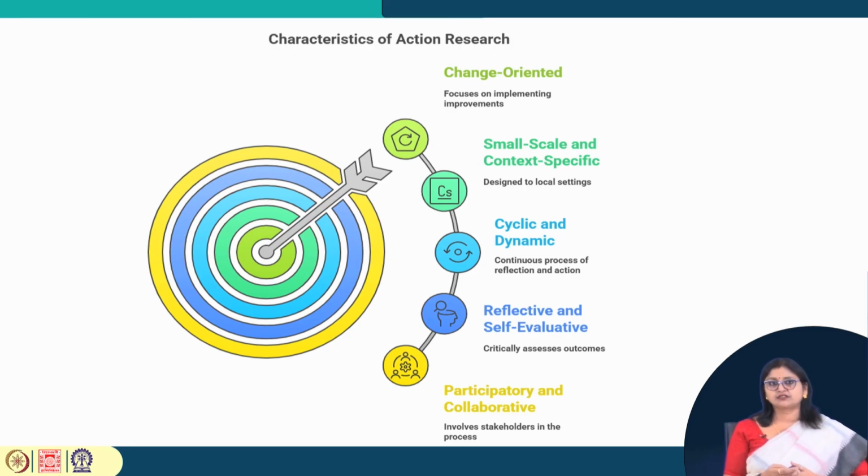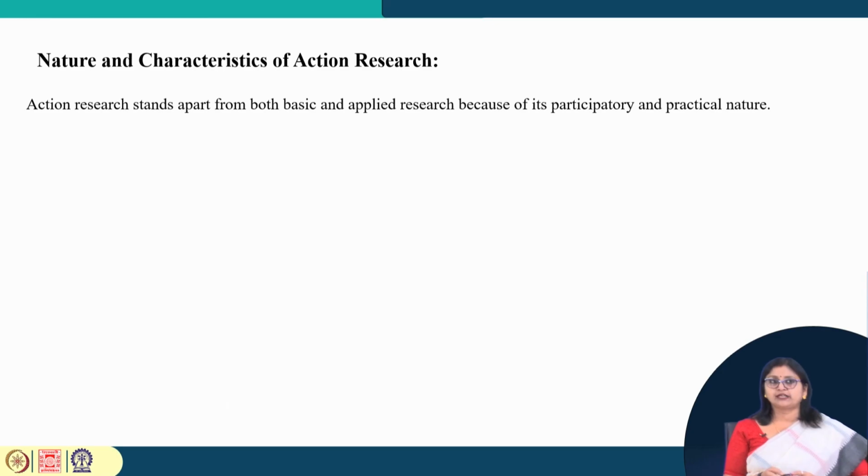Now the characteristics of action research. I have created this visual with the help of Napkin AI. Here you can see the characteristics of educational research, especially action research: change oriented, small scale and context specific, cyclic and dynamic, reflective and self-evaluative, and participatory and collaborative. Action research stands apart from both basic and applied research because of its participatory and practical nature.